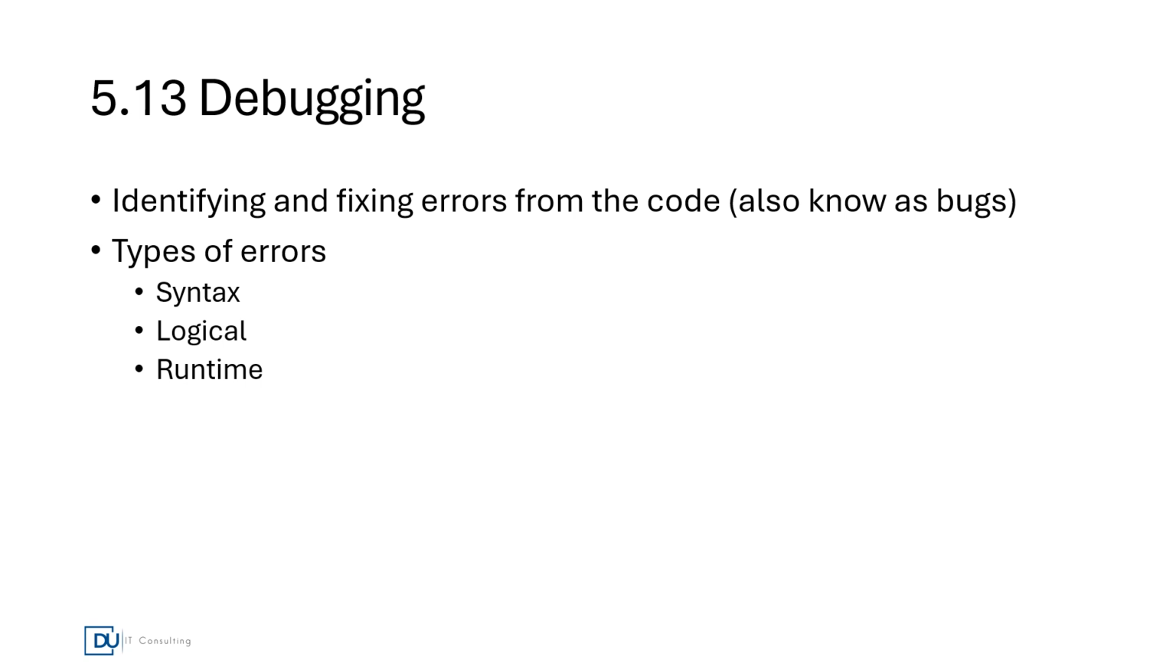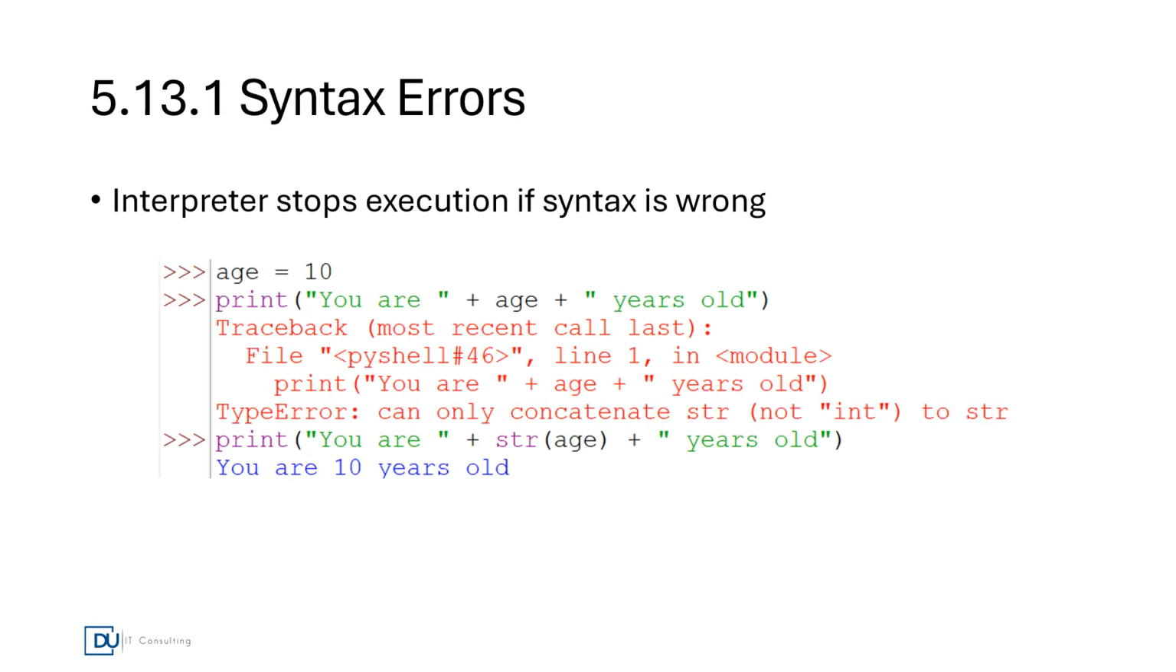Now, what are the types of errors? Errors can occur in syntax or in the logic of the program, or can occur during the runtime or running time of your program. Syntax errors. Whenever the Python interpreter encounters an error in the syntax, it stops execution abruptly at that point, and the program does not proceed. So let's take a look at an example.